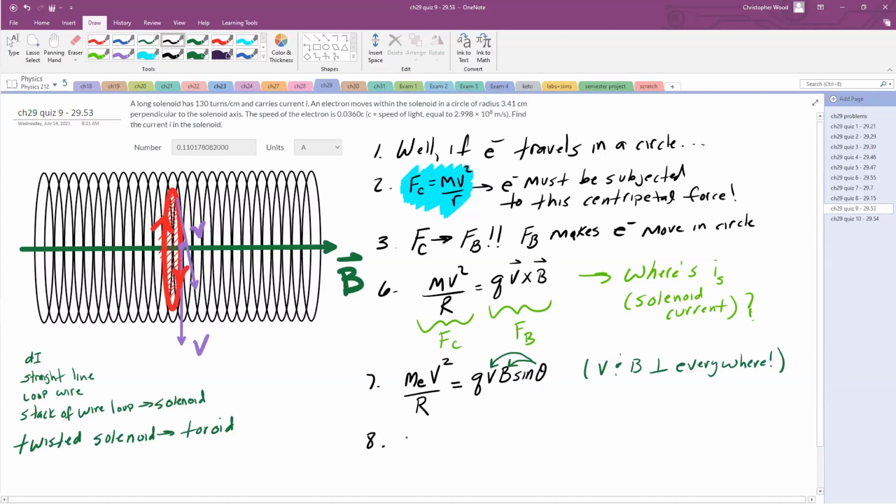Hope springs eternal. I have m, the mass of the electron. The v's cancel, so I have mv over r. Feeling good about that. Equals qB. Number 9: well, I know this from kinematics. I know velocity is distance over time in the crudest way possible. We could take a very formalized kinematic approach to say the same thing, but we all know velocity is distance divided by time.